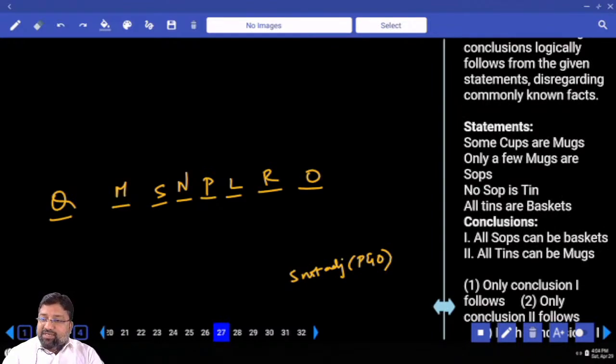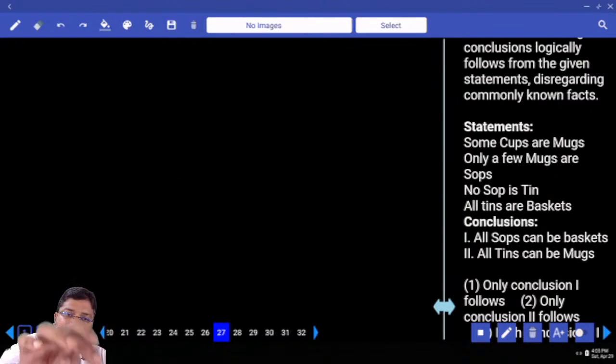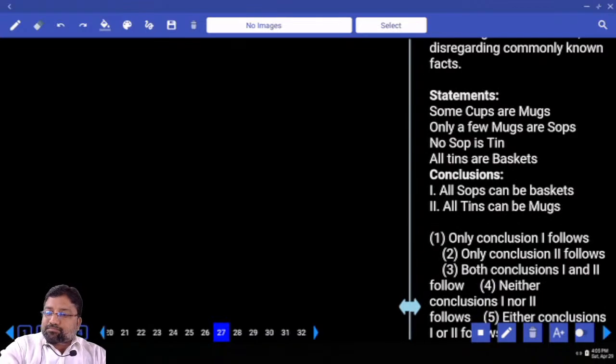Okay, now I have questions on syllogisms. Let's try to solve these questions on syllogisms. In syllogisms you only draw the diagram. After that, everything only by observation. Don't put pen on paper. We will put pen on paper only to draw the diagram.